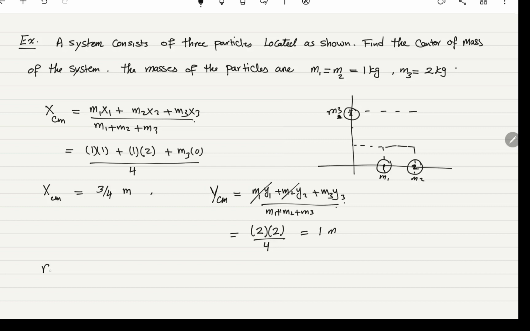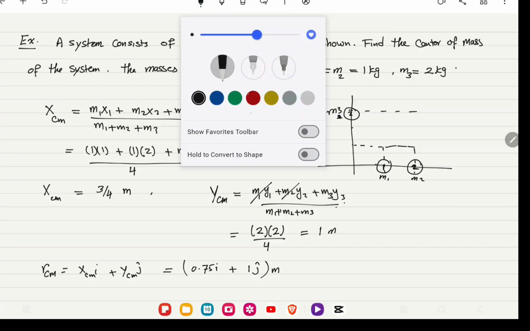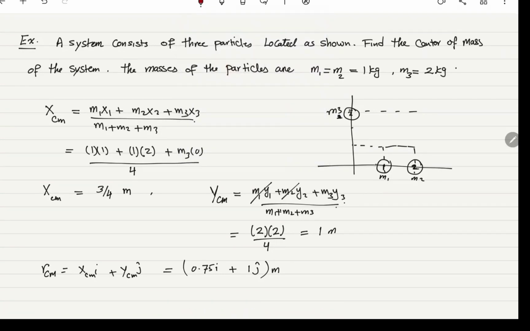R center of mass in this case is equal to x center of mass i hat plus y center of mass j hat, or 0.75 i hat plus 1 j hat in meters. In the graph here, x equal to 0.75 is somewhere here, and this one is almost somewhere here. This one is the center of mass.